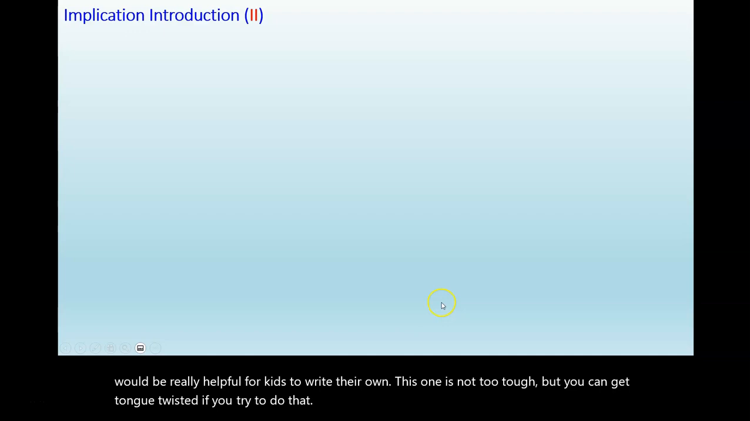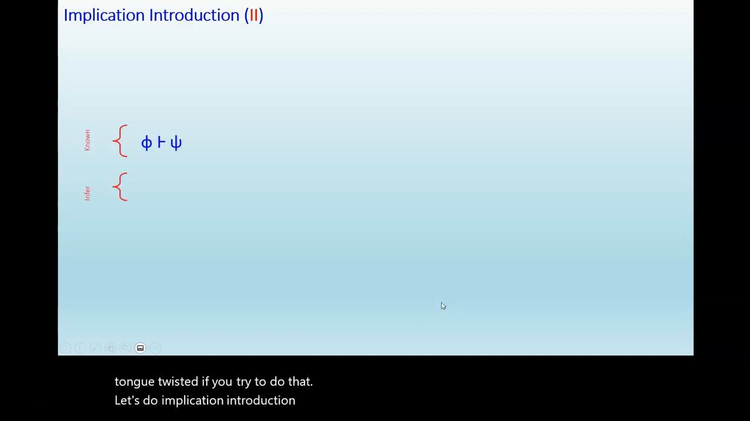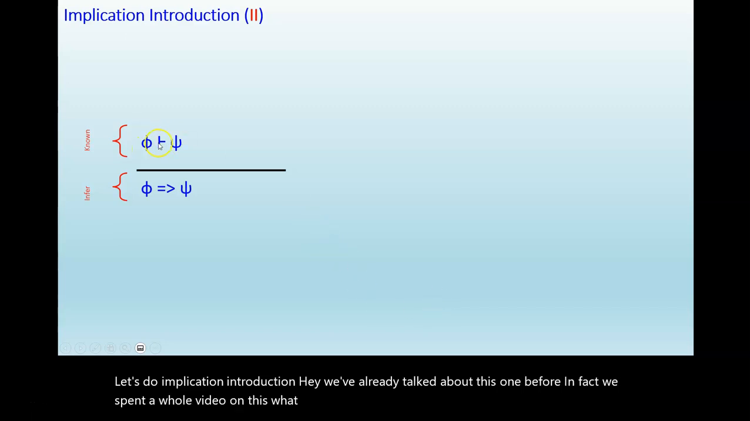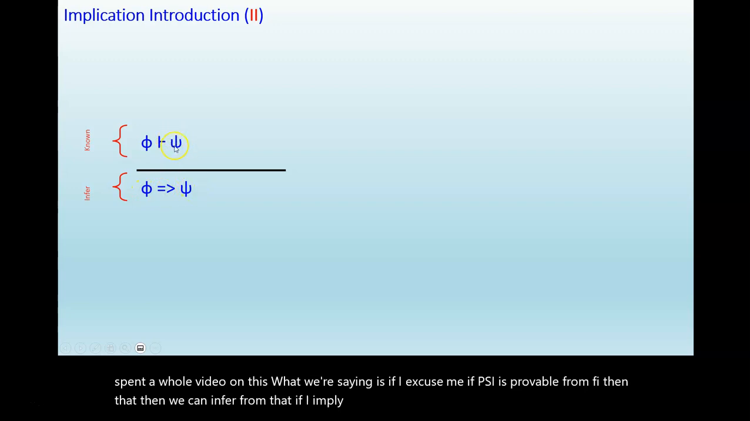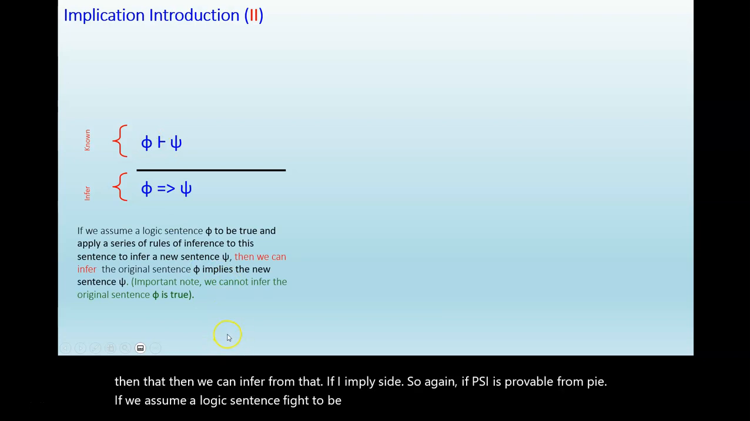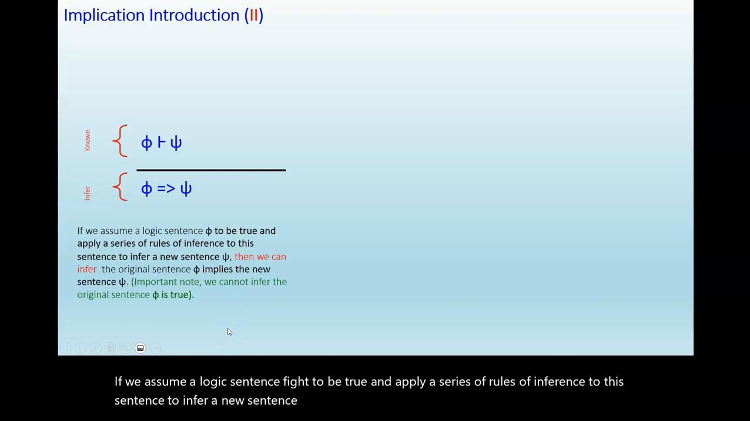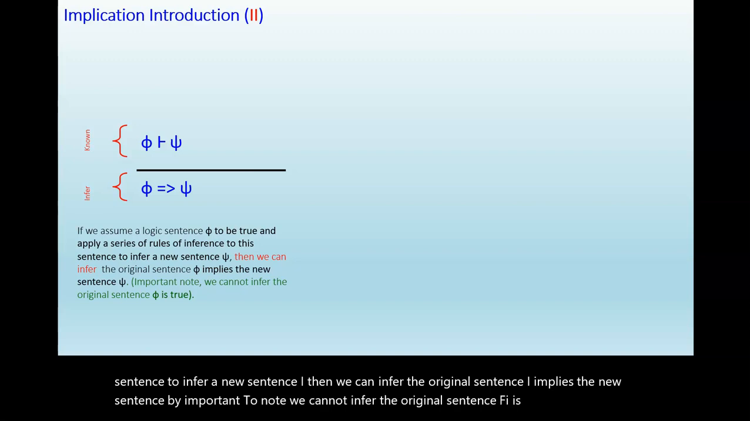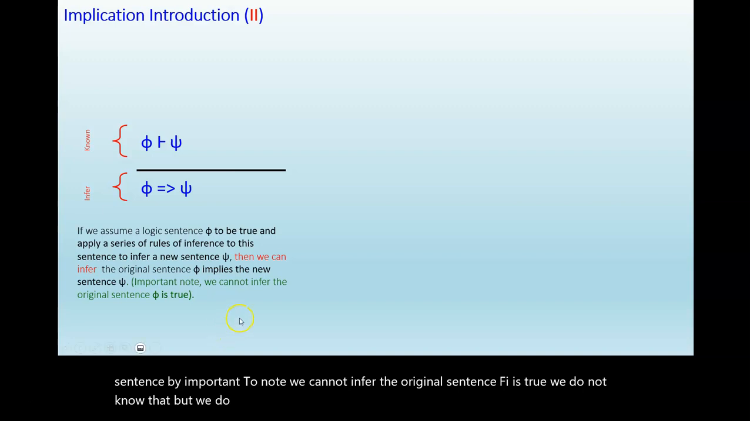Okay, let's do implication introduction. Hey, we've already talked about this one before. In fact, we spent a whole video on this. What we're saying is if psi is provable from phi, then we can infer from that if phi implies psi. So again, if psi is provable from phi, if we assume a logic sentence phi to be true and apply a series of rules of inference to this sentence to infer a new sentence psi, then we can infer the original sentence phi implies the new sentence psi. Important to note, we cannot infer the original sentence phi is true. We do not know that, but we do know that the implication is true.